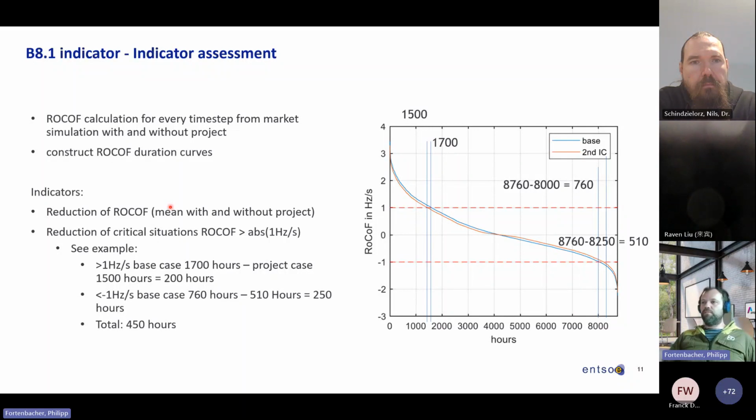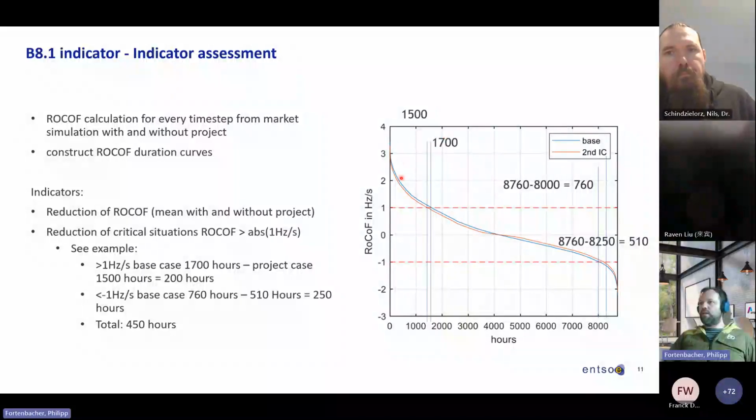We have a better stability target. And what's more crucial here is that we also measure or determine the reduction of critical situations of RoCoF. In the drafting team planning standards, they came up with a limit: when the RoCoF is greater than 1 hertz per second, then it is a really critical situation. And we now want to take this information out from the duration curve.